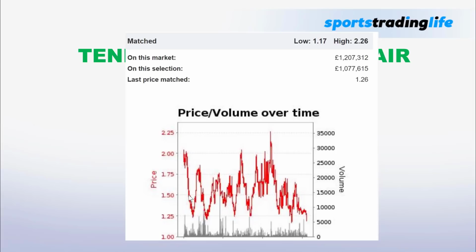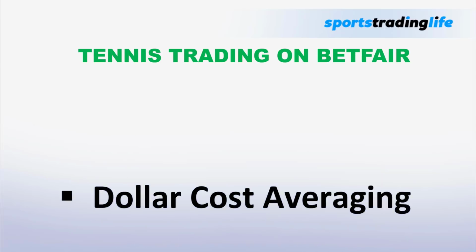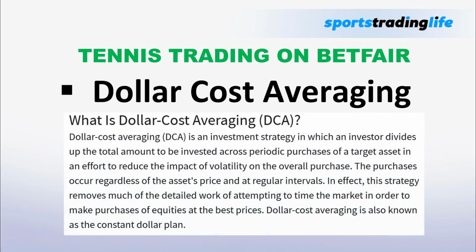I mean, what if we were to enter the market, lay this player at 1.5? Okay, in an ideal world, yeah, we're getting in at 1.75, but what do we do if we've got in at 1.5? So therefore, you have to do something that they call dollar cost averaging. Okay, dollar cost averaging. And what you're going to see on the screen now is the definition taken from Investopedia, if you want to squint and take a look at that.